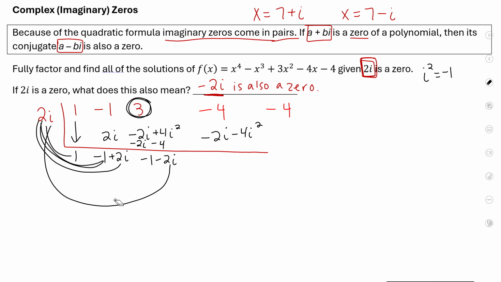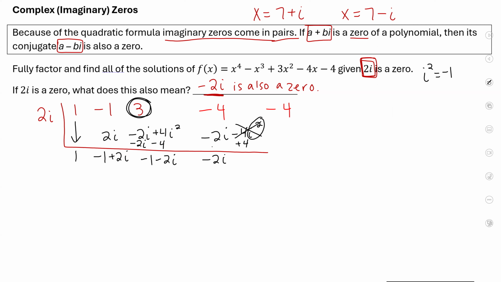Okay, so let's start simplifying. Remember, i squared is negative 1. So what will this become? A plus 4. Negative 4 plus 4 is 0. So I'm just left with negative 2i. Those canceled out. Now we're going to multiply again.